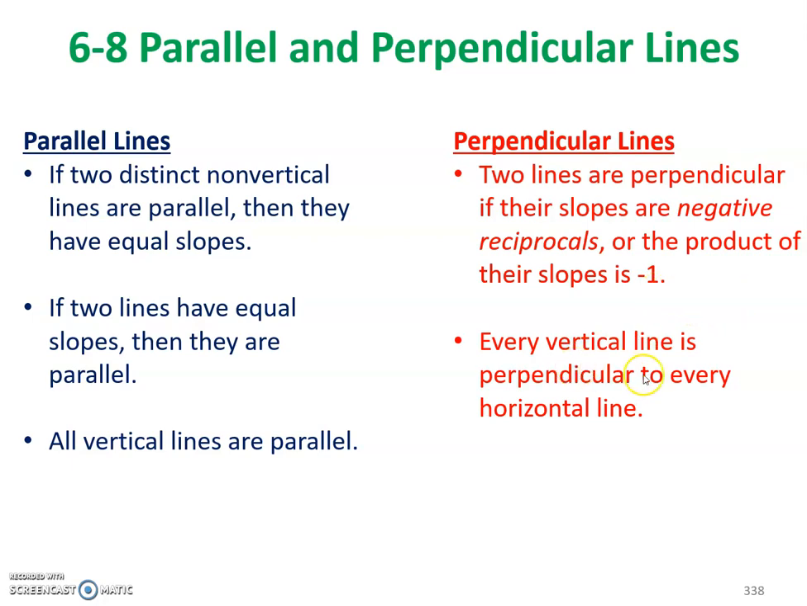Also, every vertical line is always perpendicular to every horizontal line. So if I have a vertical line and a horizontal line, so say my vertical line is x equals 3, my horizontal line might be y equals 100, okay? It doesn't matter how big it is. If it's horizontal and vertical, they're going to intersect and form a perfect 90-degree angle, and therefore they would be perpendicular.